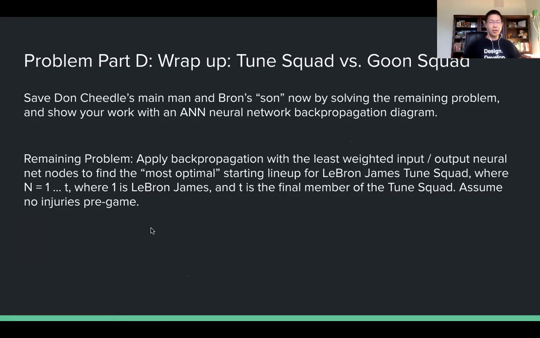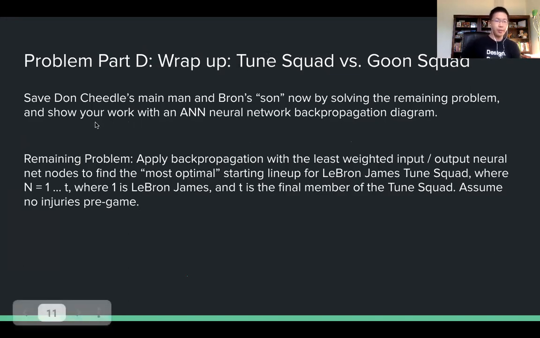And finally, part D, which is the thing I'll actually be coding for part two. Save Don Cheadle's main man and LeBron's son now by solving the remaining problem. Show your work with the ANN neural network backpropagation diagram, which means I basically have to draw a backprop diagram for you guys.